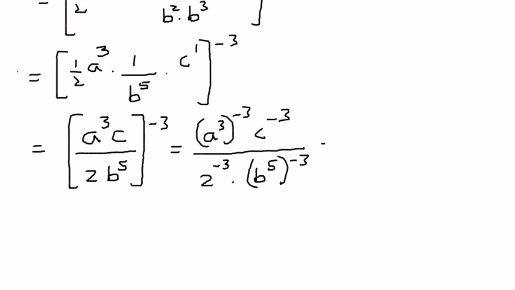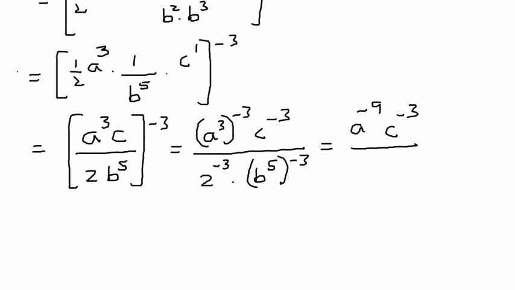So in the numerator I have a to the power of -9. 3 times 3 is 9. Since we are multiplying the powers, we write the base term once, and 3 times -3 is -9. Then we have c to the power of -3 divided by 2 to the power of -3.